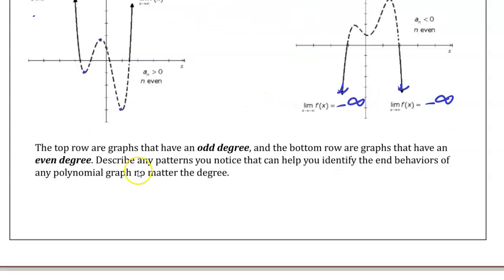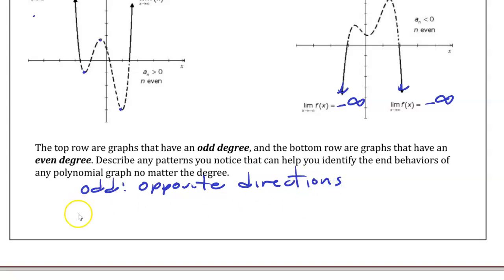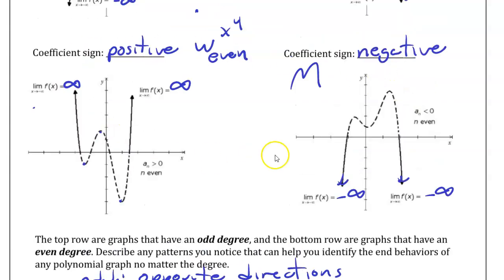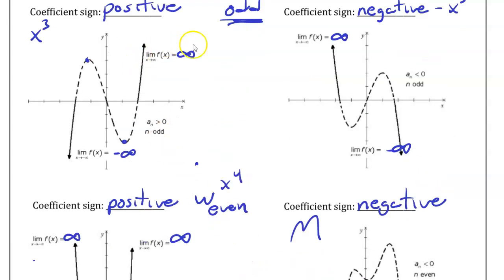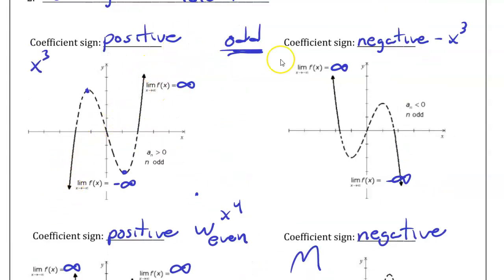And just to summarize, odd degrees: graphs open in opposite directions. Whereas even degrees open in the same direction. That's the takeaway from this. These are 4th degree, even degrees. Both open up or both open down. Odd degrees: one up, one down, no matter what.